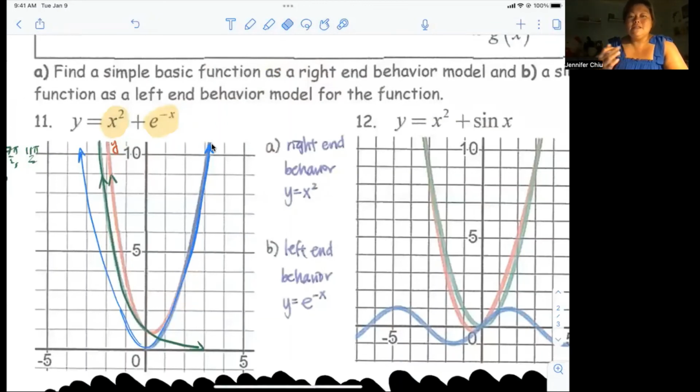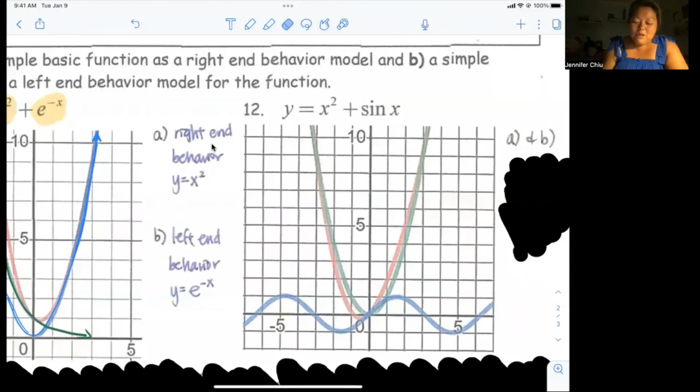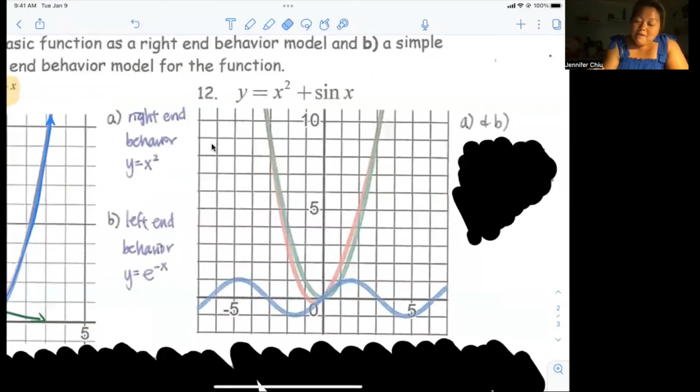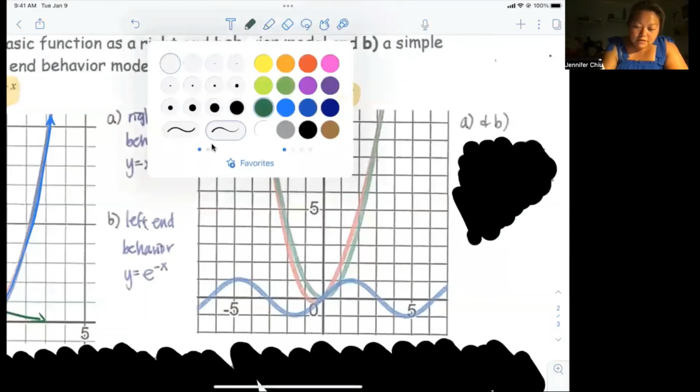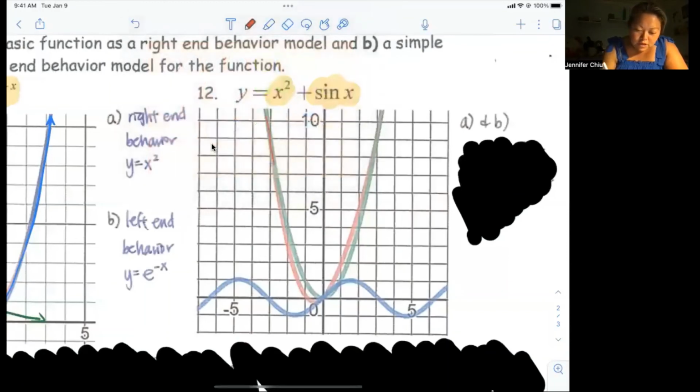Now, sometimes it doesn't work so beautifully. On the other one, you'll see in number 12 here, I have my single terms of x squared and sine x. So when I graph out x squared plus sine x, I get the red function here. The red function here is my original function. This is x squared plus sine x.